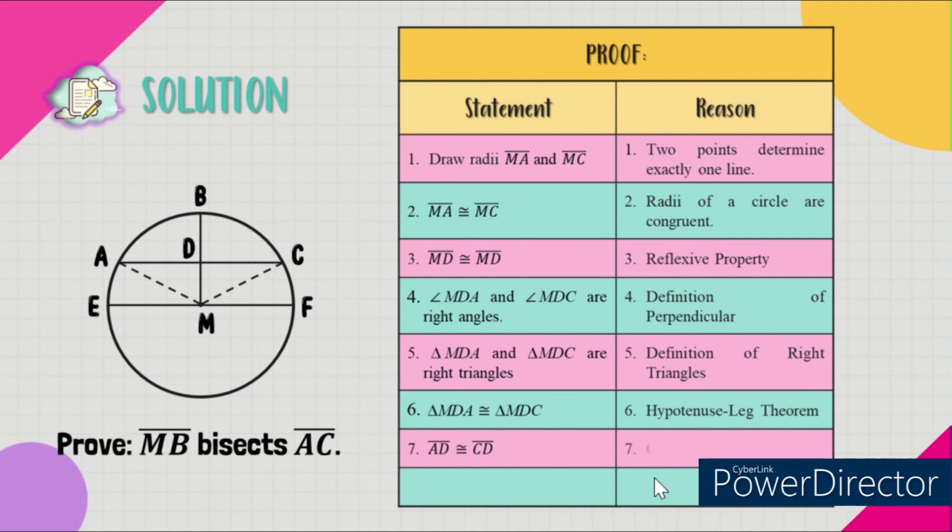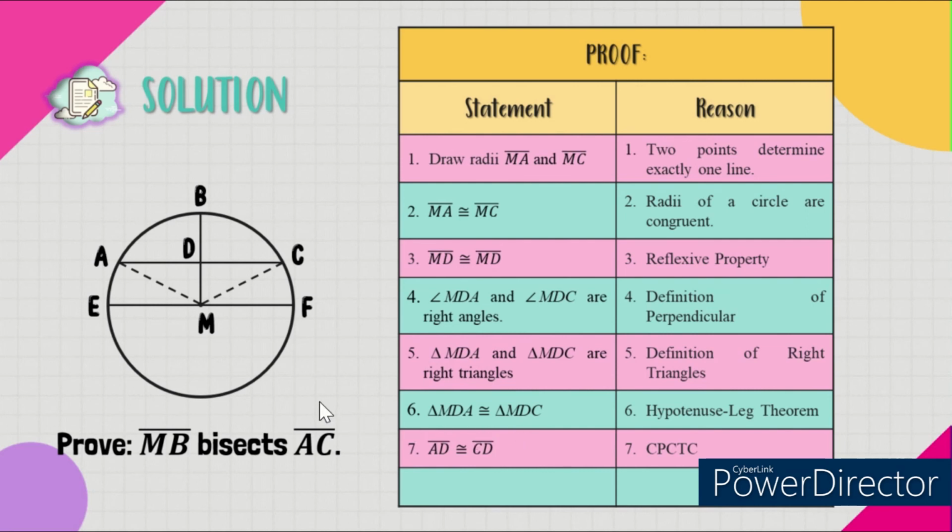So the reason is CPCTC. When we say CPCTC, this means congruent parts of congruent triangles are congruent. So the corresponding parts that are congruent are their 3 angles, 3 points, and 3 sides. For this example, we have triangle MDA and triangle MDC. Let's use that as an example.